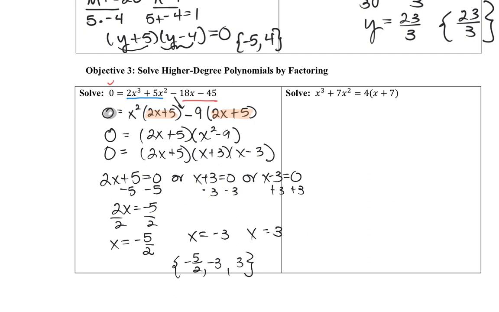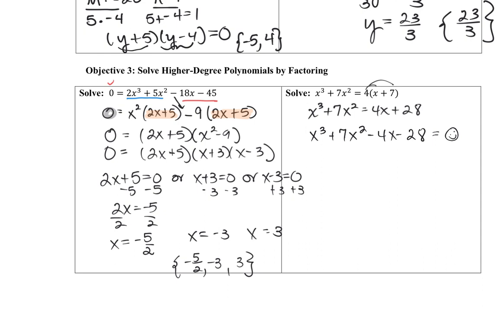Okay, so now this one, we're going to need to distribute and set it equal to 0 before we begin, right? So go ahead and pause the video and see what you come up with. So this one's going to be x cubed plus 7x squared equals 4x plus 28. It's not equal to 0, but we can fix that, right? Subtract these two to the other side. X cubed plus 7x squared minus 4x minus 28 equals that magic 0, right?